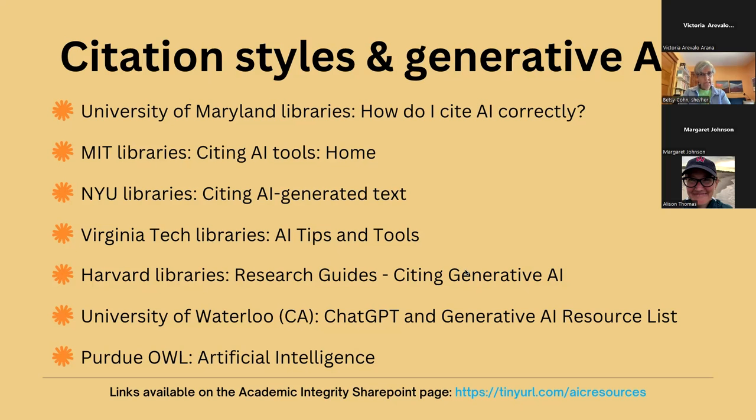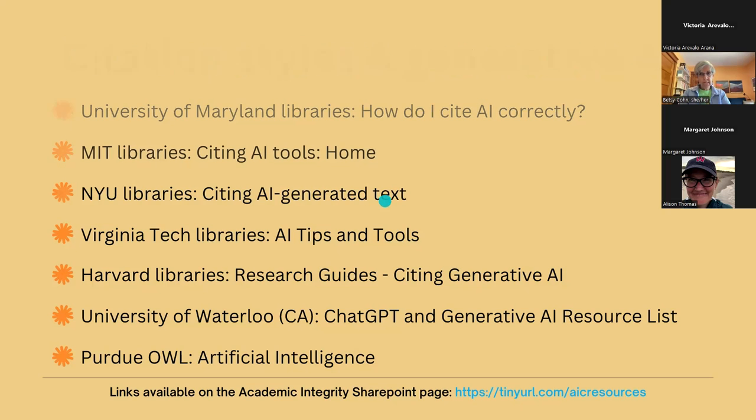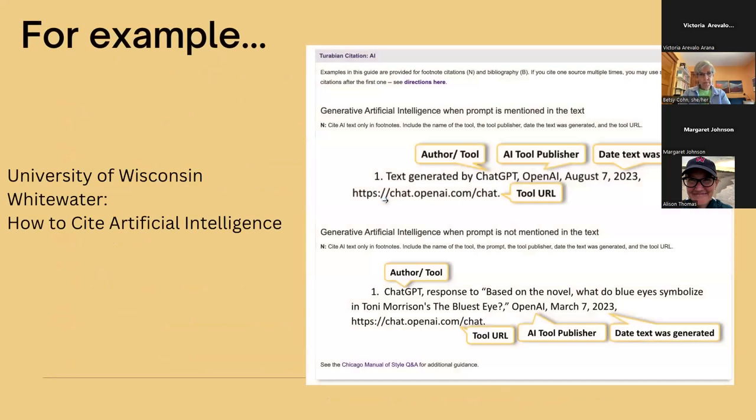So the one that I'll show you here, just as an example of some of the ways these resources are formatting their advice. I think students really benefit from seeing the architecture of a citation, pointing out which pieces of the citation are what. And so this is from the University of Wisconsin at Whitewater, and it explains the anatomy of a citation. Stuff like this is really useful for students.